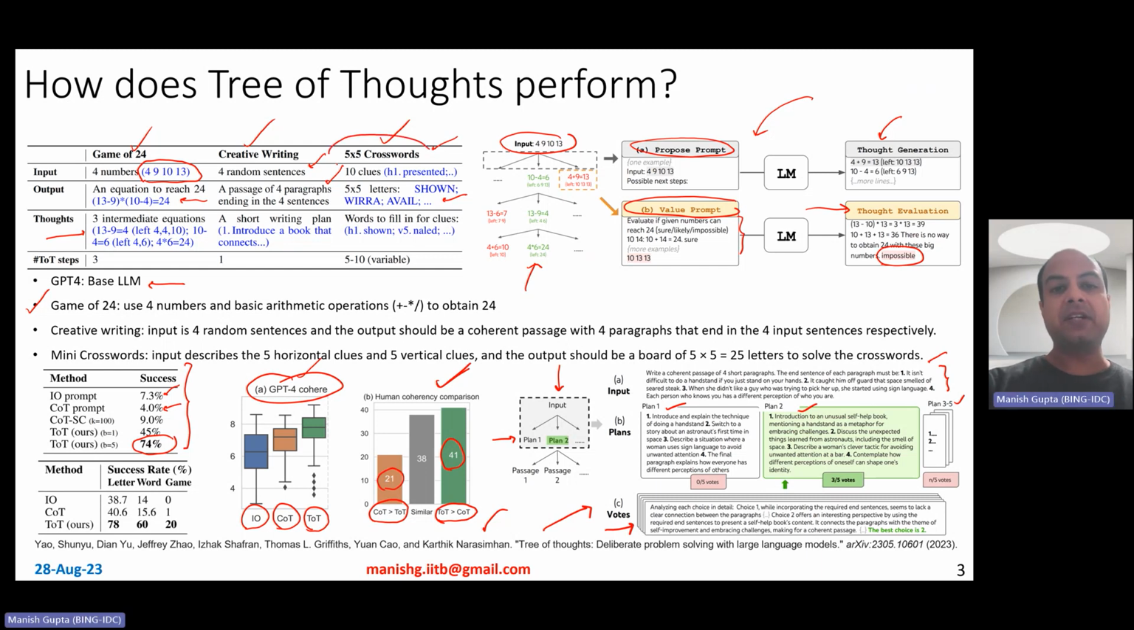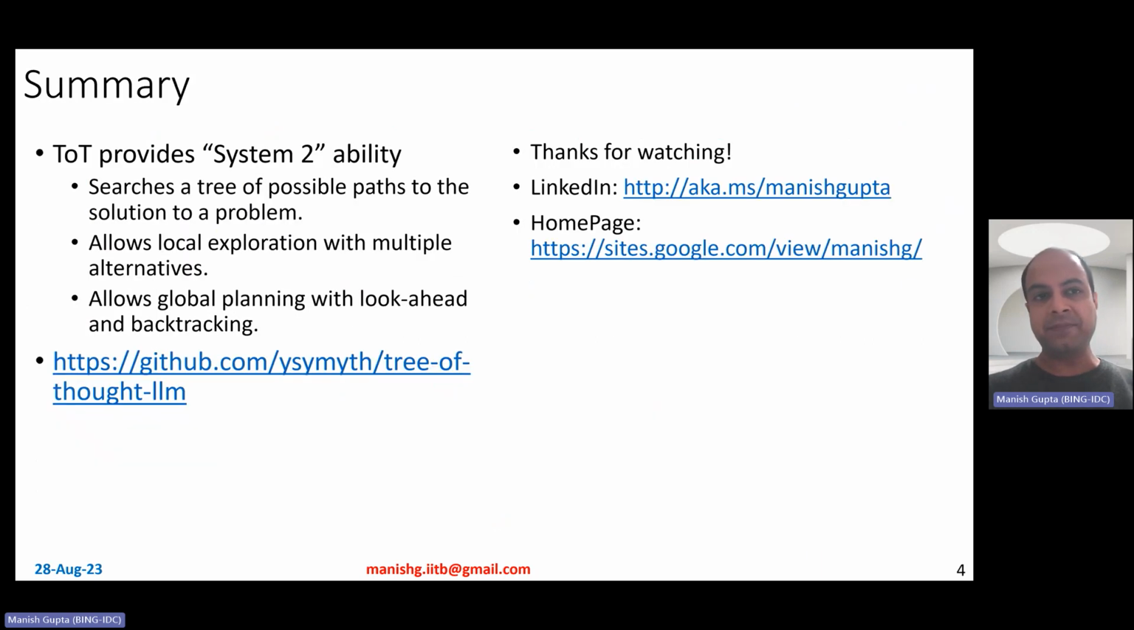Lastly, about the 5x5 crosswords problem, the output is a 25 character output. So you can evaluate the success in terms of, out of 25 letters, how many of them are correct. Out of the 10 words that have to be formed, how many of them are correct? Or is the entire game correct or not, right? And they found that, again, tree of thought gives you much better results compared to the input-output prompting or chain of thought framework.